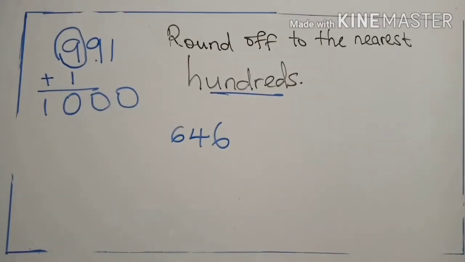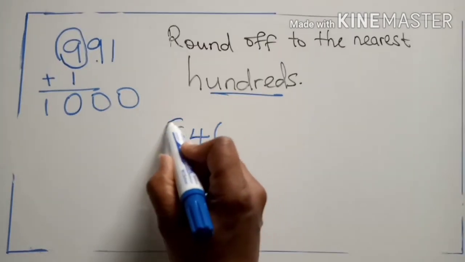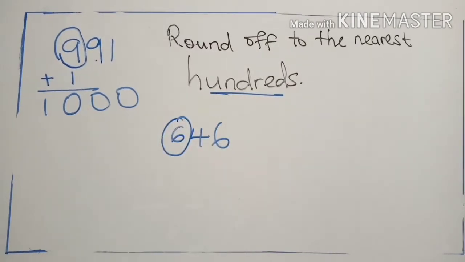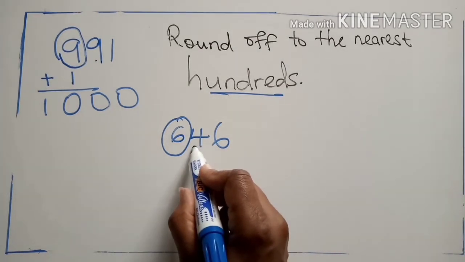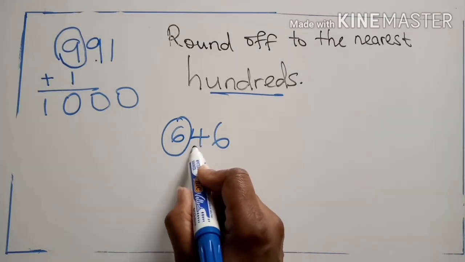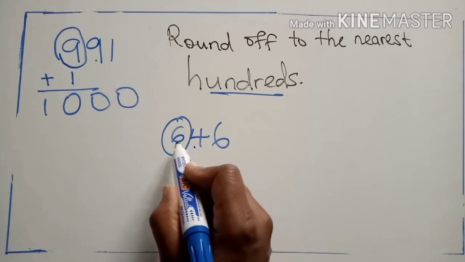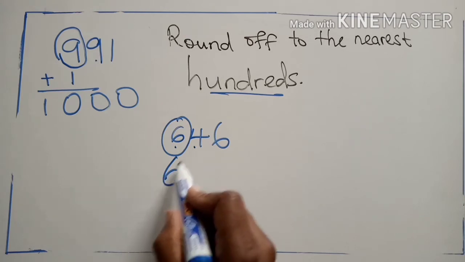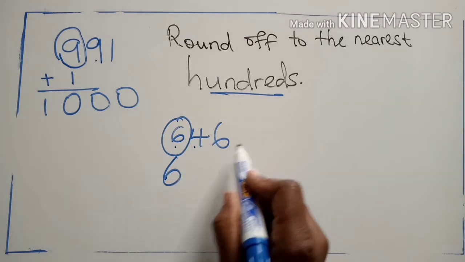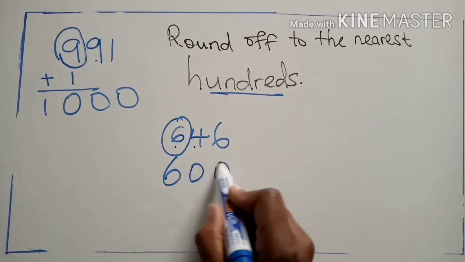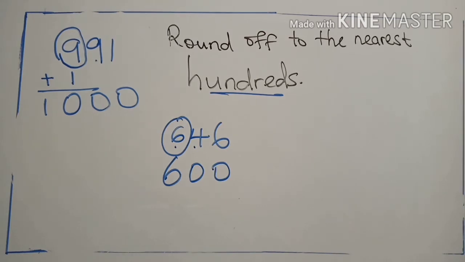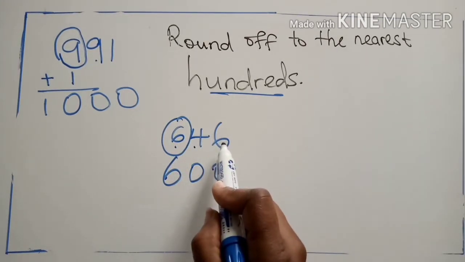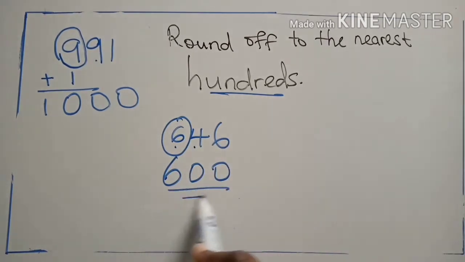We have a number 646. We want to round off these hundreds to the nearest hundred. Now the number to the right is less than 5. So we will round this down. So it will be 6. And then every number after that is converted to a 0. So our 646 to the nearest hundreds is 600.